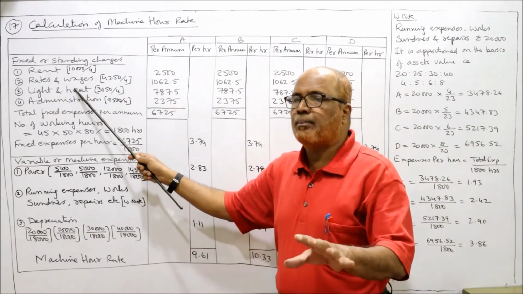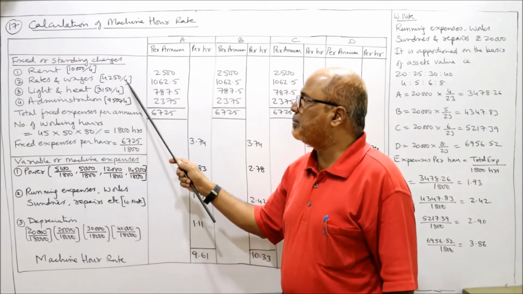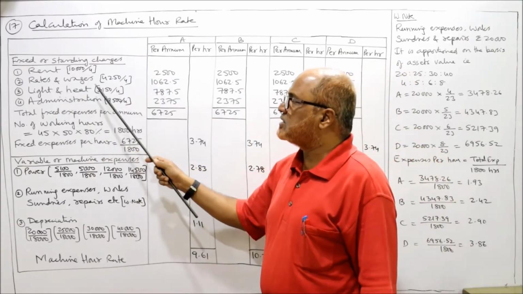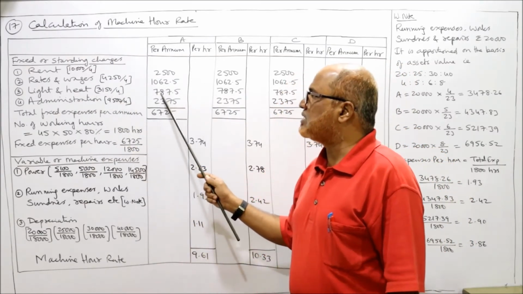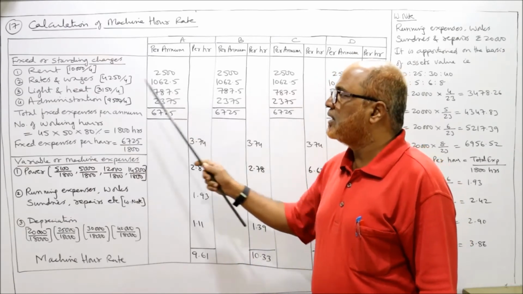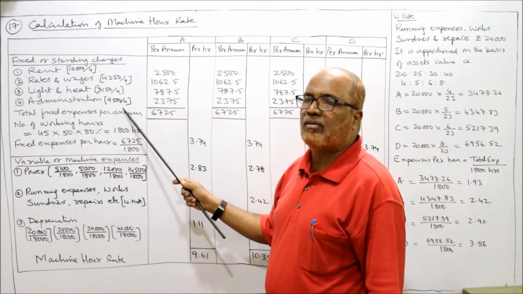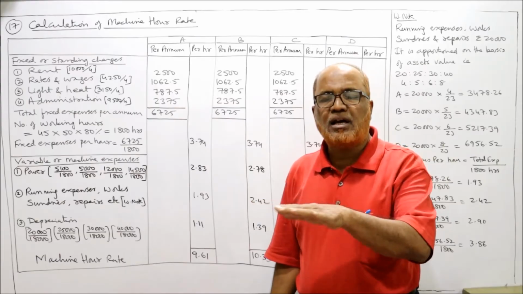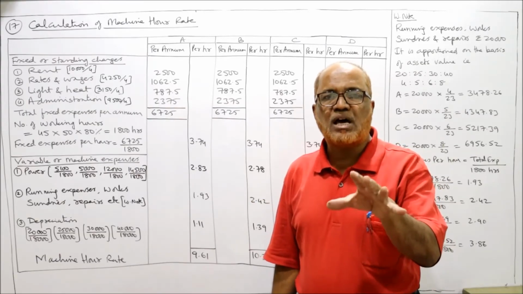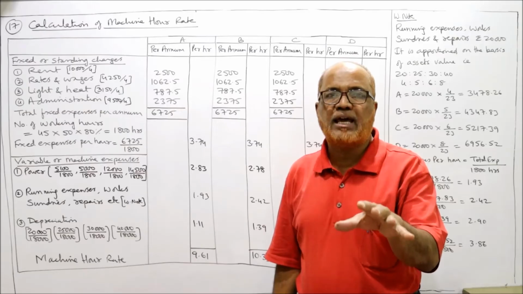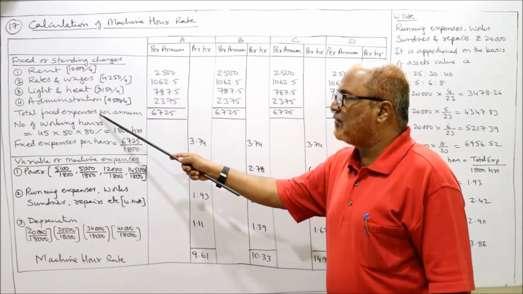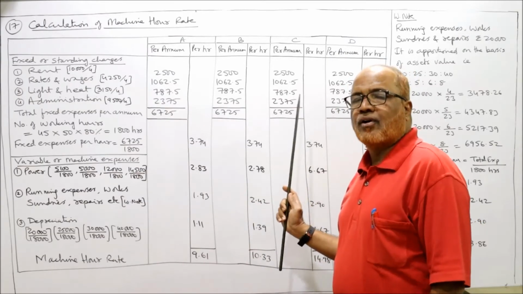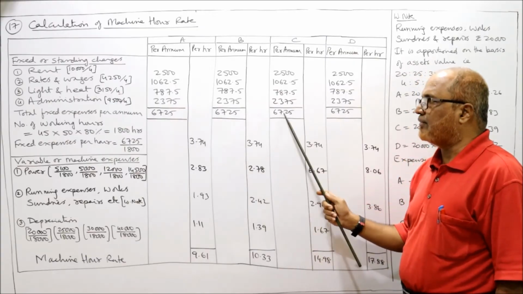Rates and taxes for the whole department are 4,250. Divide by 4. 1,062.5 for every machine. Light and heat 3,150. Divide by 4. 787.5 for every machine. Then administration of 9,500 divided by 4, 2,375 equally. The fixed expenses are equally divided between 4 machines because every machine occupies equal area, right? So total fixed expenses per annum are 6,725 for each machine, A, B, C, D. For every machine 6,725, right?